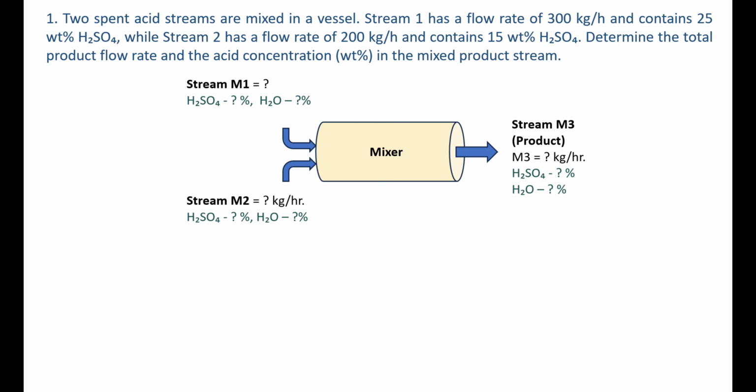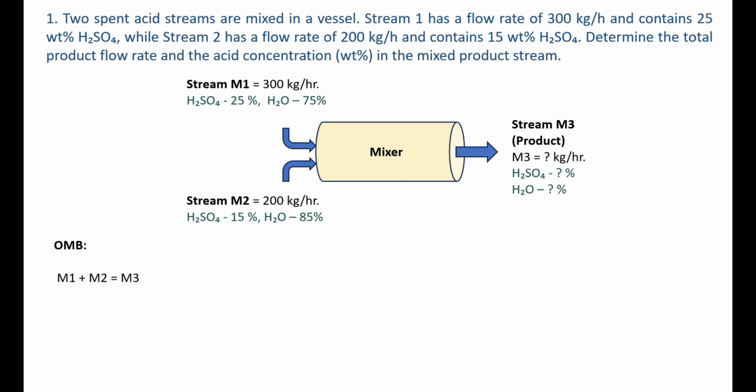As per the question, stream 1 has sulfuric acid. Similarly, stream 2 also has sulfuric acid. So stream 1 has a mass flow rate of 300 kg per hour as per the question, and it contains 25% sulfuric acid. So the remaining 75% must be water. Moving on to stream 2. Stream 2 has a flow rate of 200 kg per hour and it contains 15 weight percentage sulfuric acid. So the remaining 85% would be water.